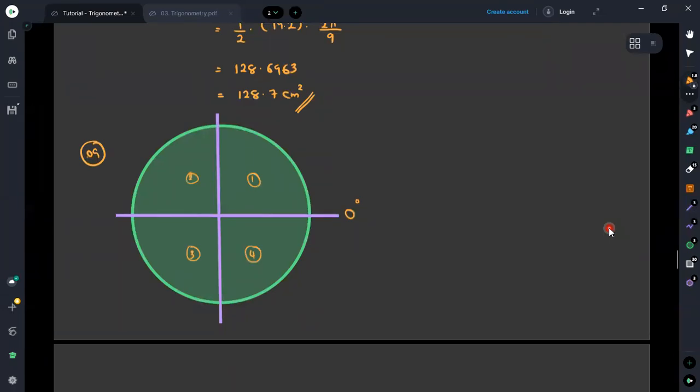What we discussed in the previous sessions was, if you are measuring the angle in the anti-clockwise direction, then we have the angle having a positive sign. But if you measure the angle in the clockwise direction, we name the angle using a negative sign.